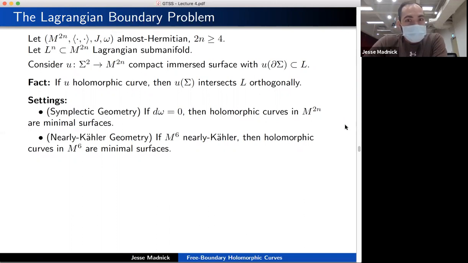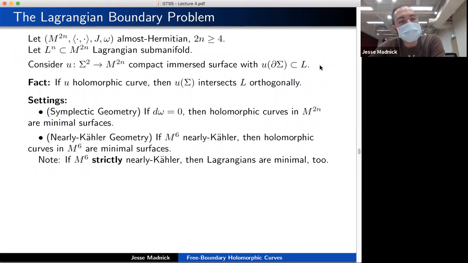So in the Nearly-Kahler 6 manifold setting, even though omega is not necessarily closed, right? It's closed if you're Kahler, but if you're strictly Nearly-Kahler, then omega is not closed. Despite this, as we saw in lecture 2, holomorphic curves in M6 are nevertheless minimal surfaces. So once again, they're free boundary minimal surfaces under this condition.